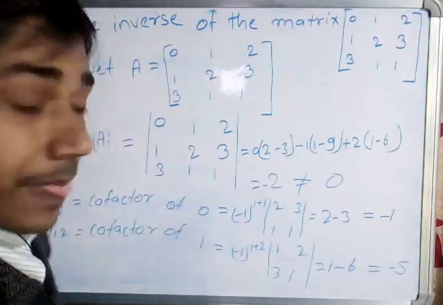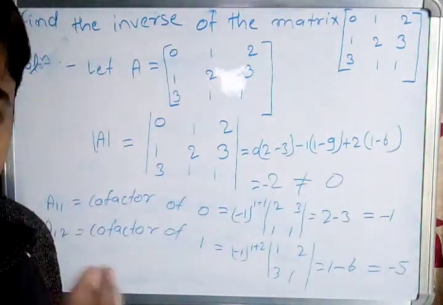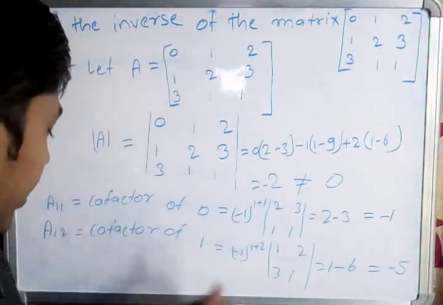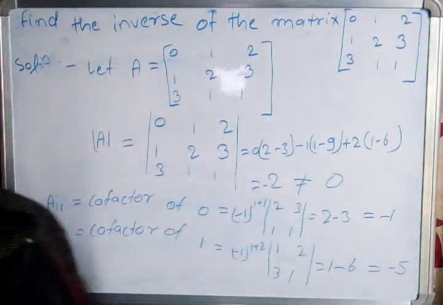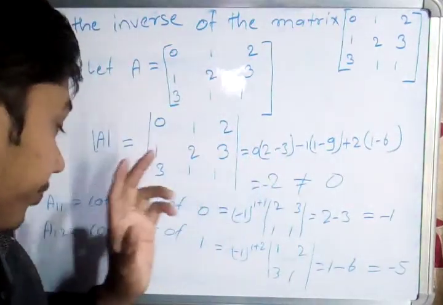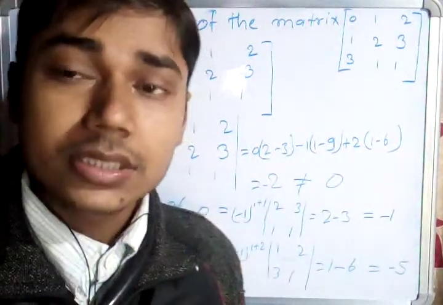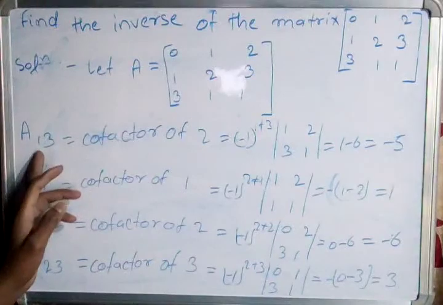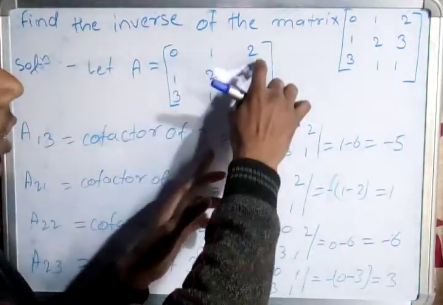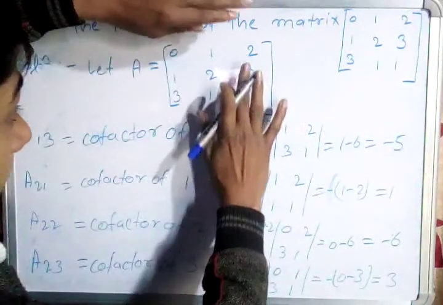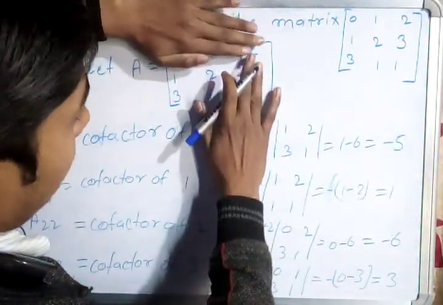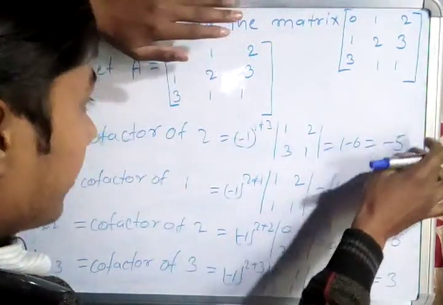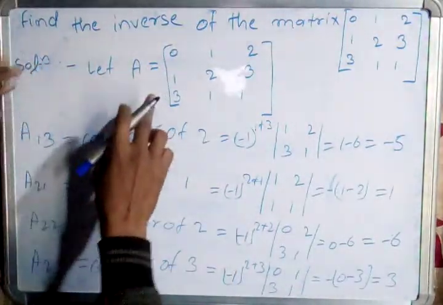Then A13, A21, A22, A23, and so on, we find the cofactor of each element. A13 is the cofactor of 2, deleting the first row and third column, leaving 1 2 3 1, and the cofactor is -5, and then A21.